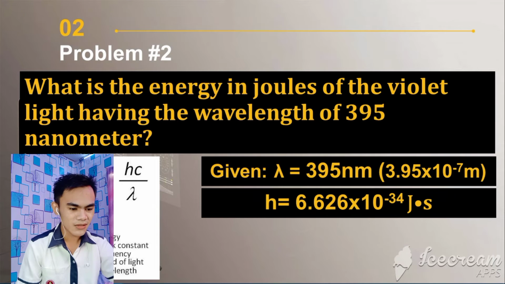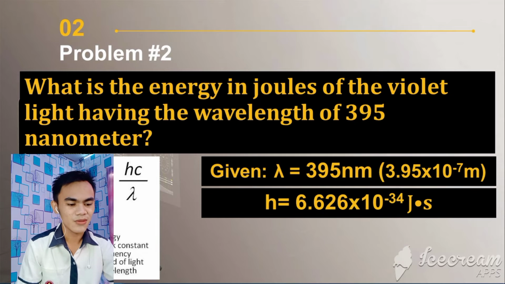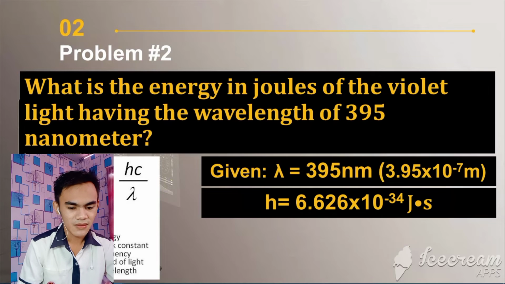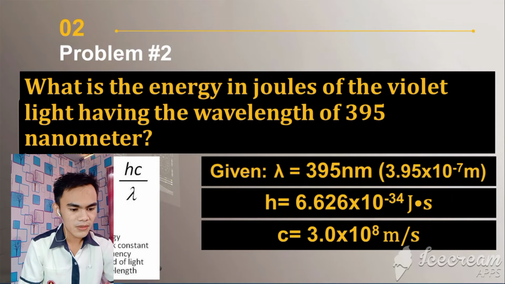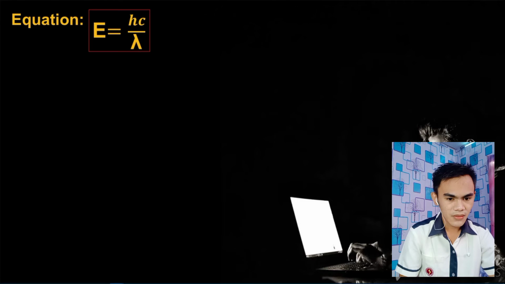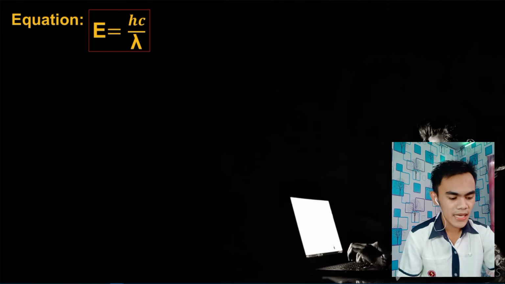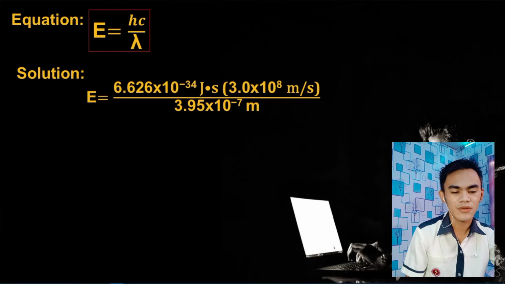Our Planck's constant, letter h, is 6.626 times 10 raised to the power of negative 34 joule seconds. And we also have here our speed of light, letter c, which is equal to 3.0 times 10 raised to the power of 8 meters per second. So the equation we're going to use is energy equals hc divided by lambda, or wavelength. So let's substitute all the given values. We have our solutions here.